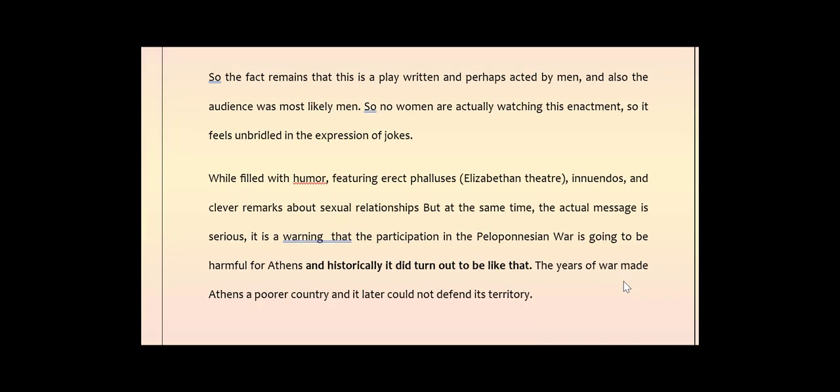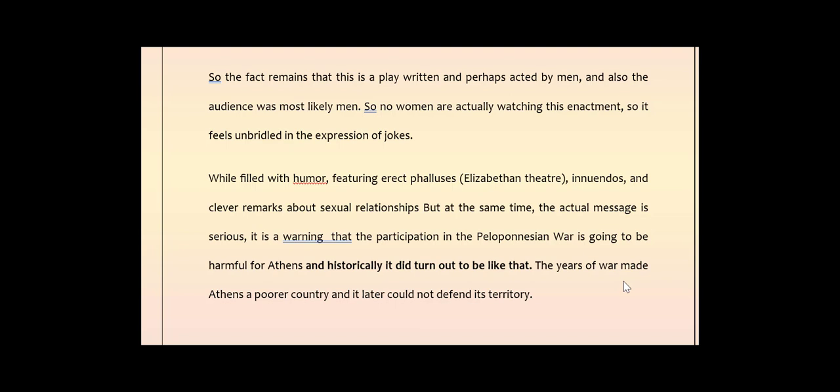It has erect phalluses. Now, erect phalluses, by the way, is not an exceptional feature here. It's rather rare, but you do have a lot of sexual innuendo here and there in many other classical and medieval and even up to early modern works. You have a lot of such jokes even in Shakespeare. So innuendos are those double meaning jokes, and clever remarks about sexual relationships are there in the play throughout. But at the same time, the actual message is serious.